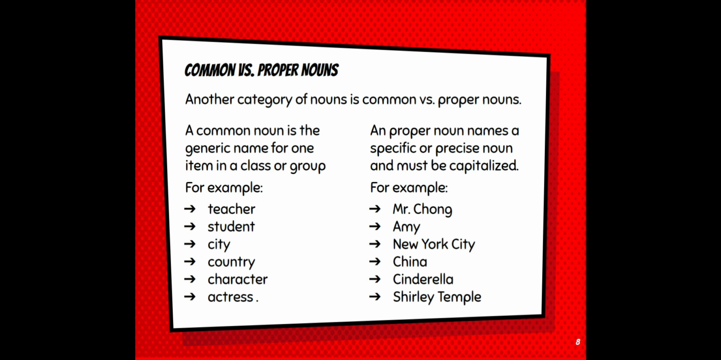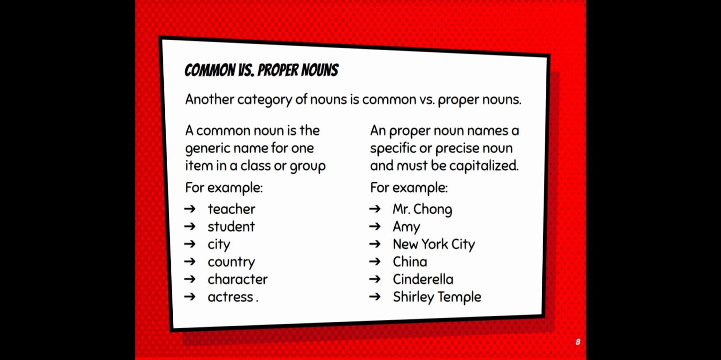Another category of nouns is common versus proper nouns. A common noun is a generic name for one item in a class or group. For example, teacher, student, city, country, character, actress, flowers, table, books, cup. Can you tell I'm just naming things around me?